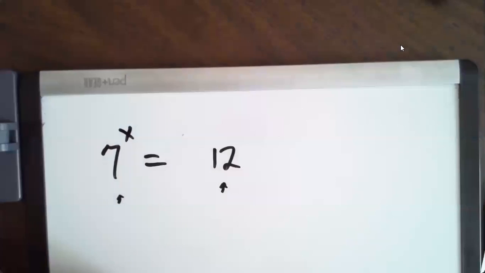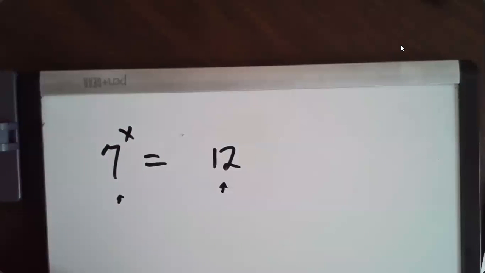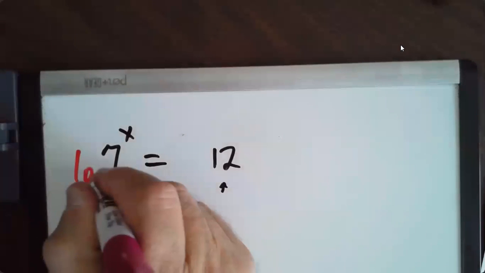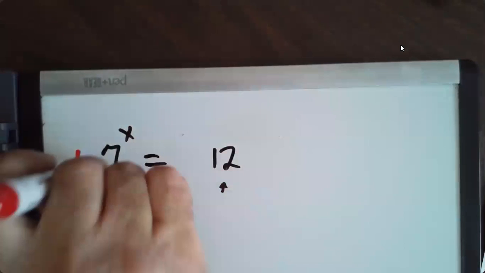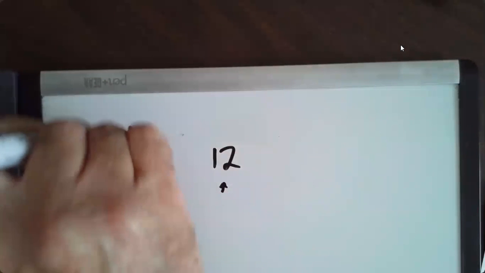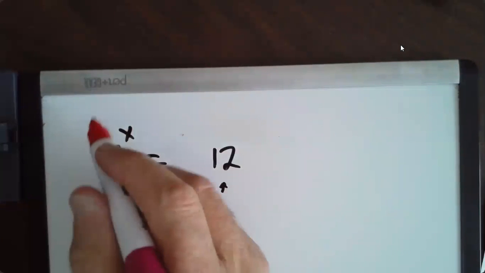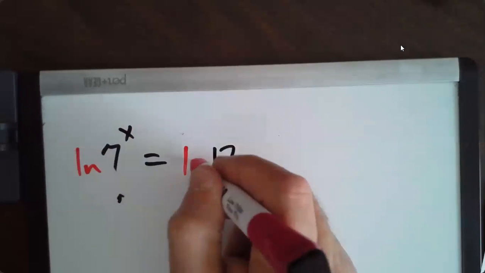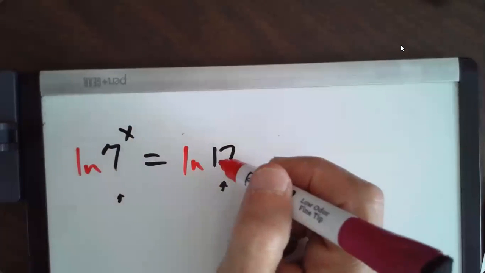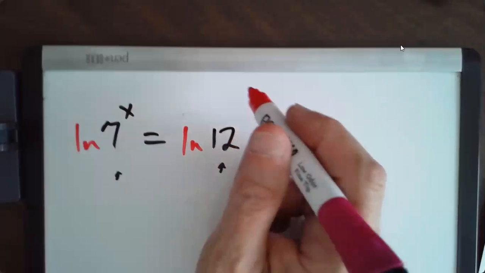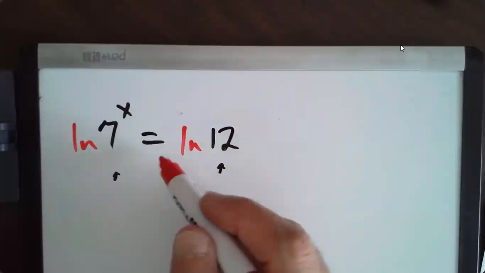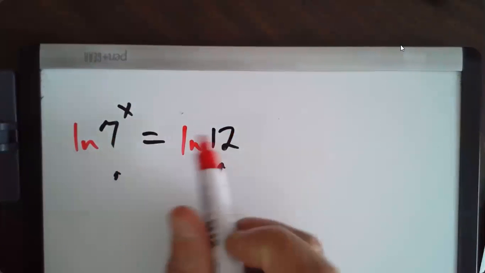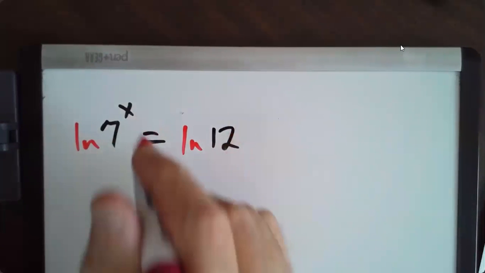So what we have to do here is apply either log or natural log. I like to apply natural log because if you've got a base e, then you can already use natural log. So what we're going to do is apply natural log to both sides.